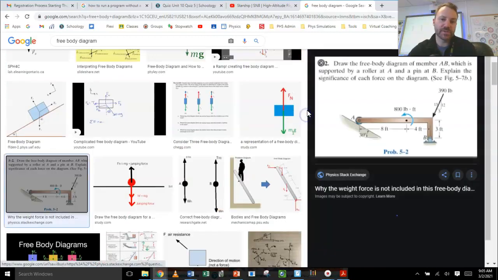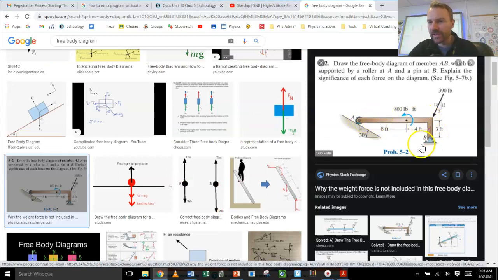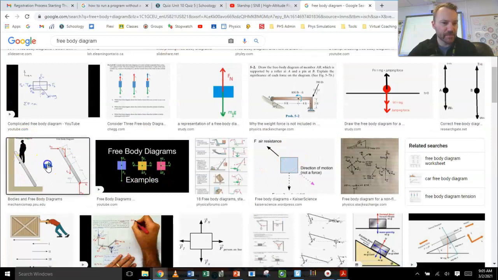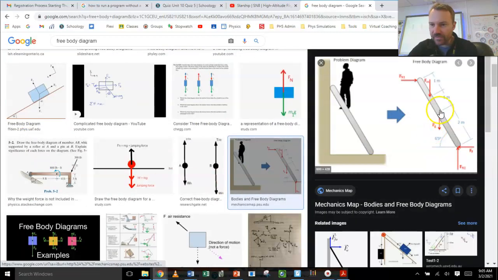Here's a kind of interesting setup where there's a roller here and then a pin. You're pushing on it with a force of 390, and there's some sort of torque of 800 foot-pounds. There's a person resting on a ladder. You'll see here's the weight of the ladder. Here's the weight of the person. The wall is pushing against this, and then the ground is pushing up, and then the friction is keeping it from sliding out.